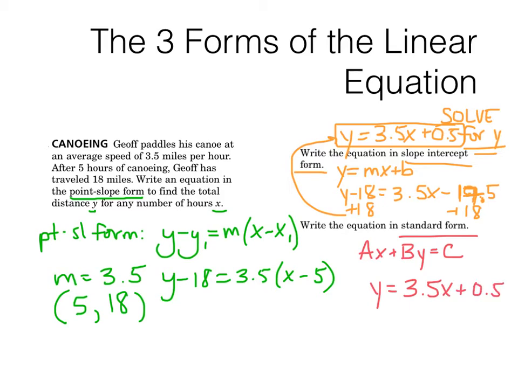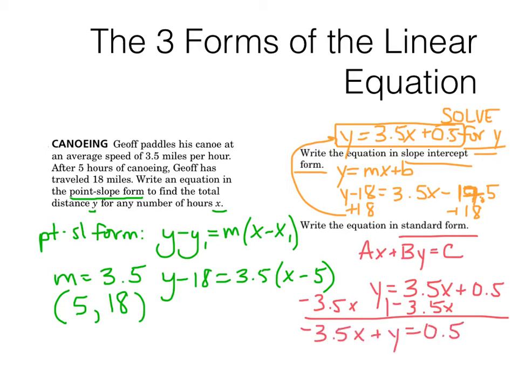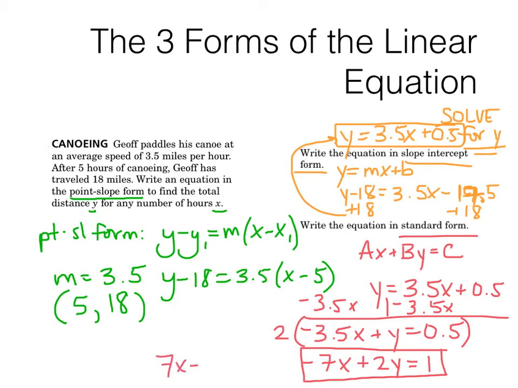Well, let's get x and y on the same side by subtracting 3.5x from each side. And we get negative 3.5x plus y equals 0.5. And now to get rid of those decimals, let's double everything. Make it negative 7x plus 2y equals 1. And that is what we call standard form. Now I could write it 7x minus 2y equals negative 1, and that would also be acceptable. Both of those are equivalent to one another.